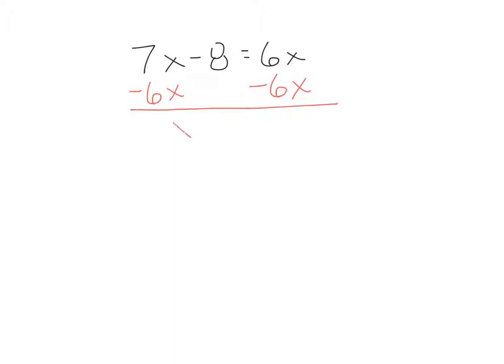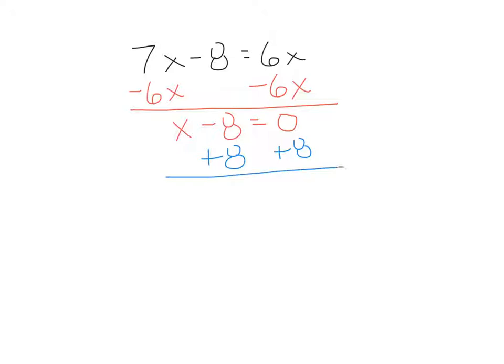Simplifying the left-hand side, I have x minus 8, and on the right-hand side, I have 0. Remember, the goal is to get x all by itself. So this is a two-step problem. I have x minus 8 is equal to 0. Now, I want to just be left with the x, so I'm going to add 8 to both sides.